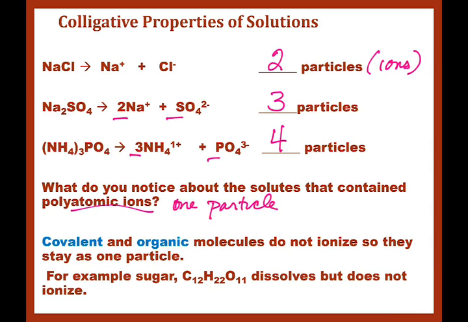Okay? Now, if you have a covalent or organic molecule, they do not ionize, so they stay together as 1 particle. For example, sugar, this is actually table sugar, it is 1 particle. It dissolves in water, as we know, but it does not break apart, so it would only count as 1 particle. And of course, the way we would recognize organic is going to be those hydrocarbons. There's going to be some carbon and hydrogen, and then of course, a covalent we're going to recognize as 2 non-metals. So if we see something like that, they're only going to count as 1 particle.